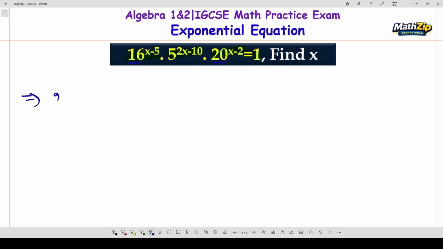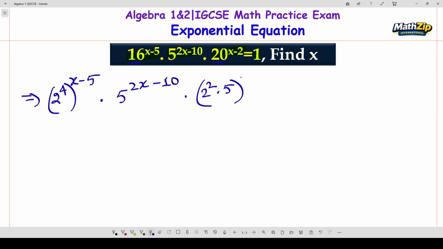We can write 2 to the power 4 to the power x minus 5 times 5 to the power 2x minus 10 unchanged, times this 20. We can write 4 times 5. 4 means 2 to the power 2 times 5 to the power x minus 2 equals 1. We know a to the power b to the power c can be written a to the power b times c.